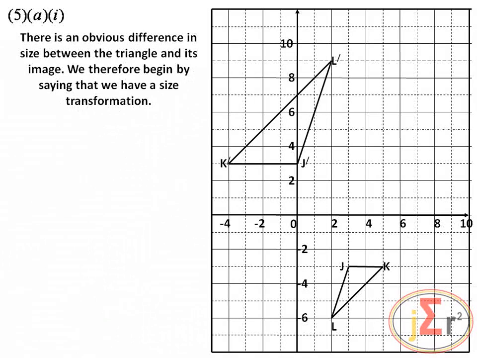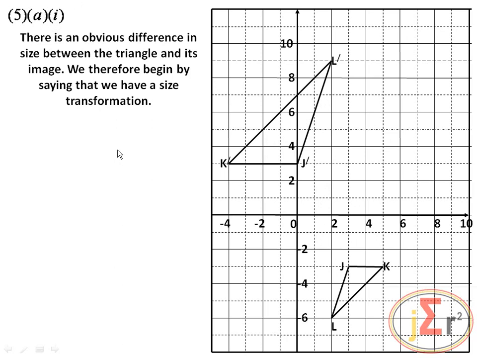There is an obvious difference in the size between the triangle and its image. We therefore begin by saying that we have a size transformation. We know that there's a transformation here between this triangle JKL and its image J prime K prime L prime. We need to determine or describe fully the transformation from this original triangle to its image.